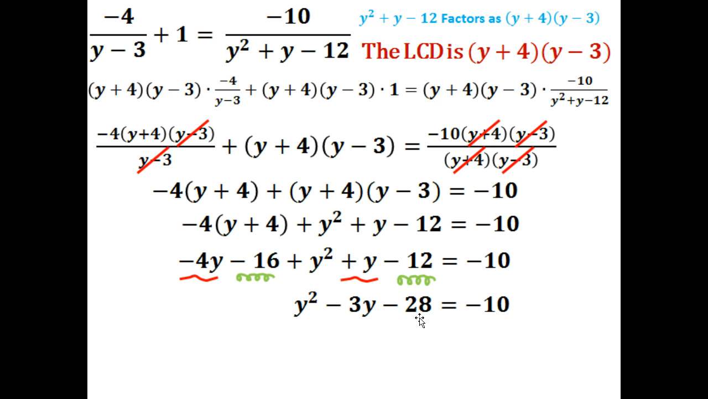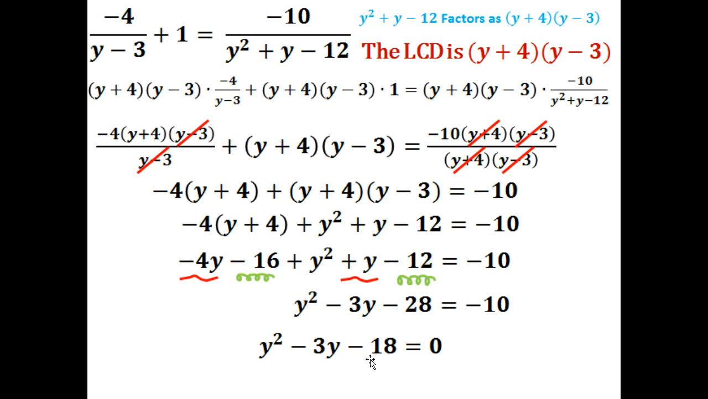Now I have a quadratic on that side, and I've got this negative 10 over here. I'm going to move this 10 over to this side, that way I can set this side equal to 0 to make it easier to solve. That means I'm going to add 10 to both sides. I do that, and here's the quadratic I'm left with: y squared minus 3y minus 18 equals 0. Again, I added 10 to both sides right here and that gave me negative 18.